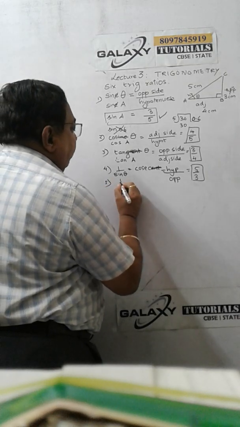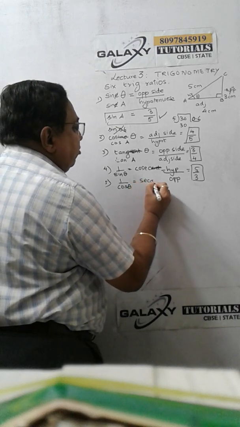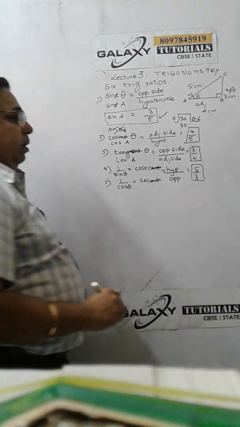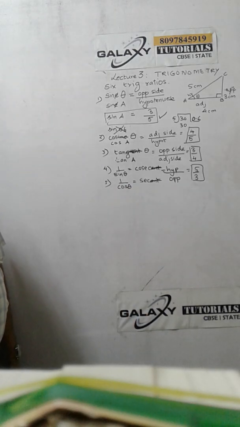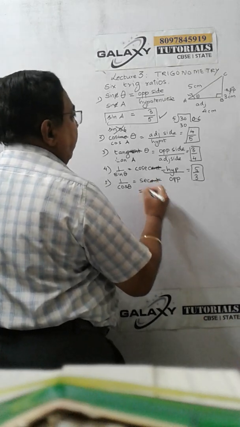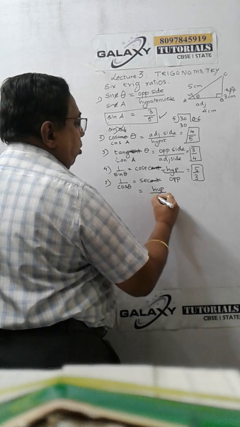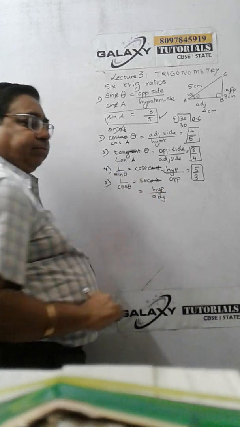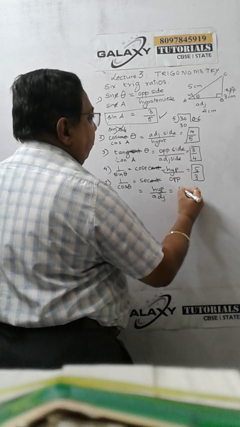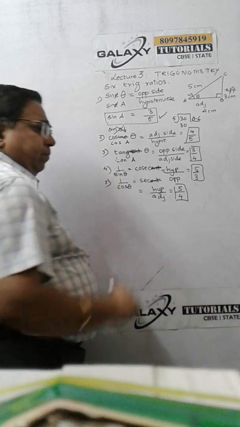Fifth, now we will invert cos theta. We will call this secant theta. Now secant, I can cut 3, a new name will be there, sec. I don't have to keep 6. Secant is defined as the inverse of cos, hypotenuse upon adjacent side. Now hypotenuse is 5, adjacent is 4. This is my answer.